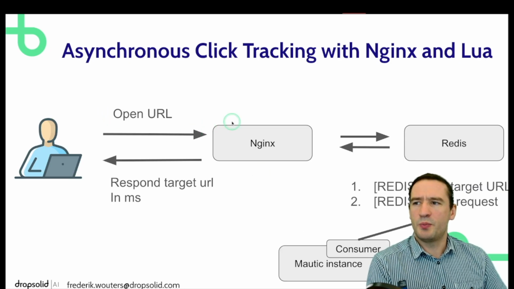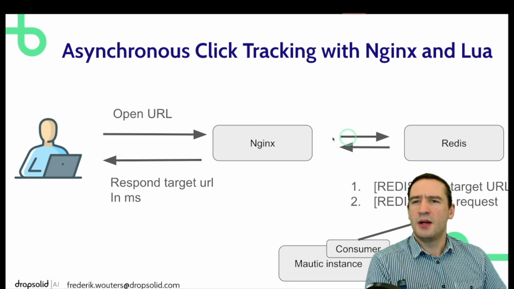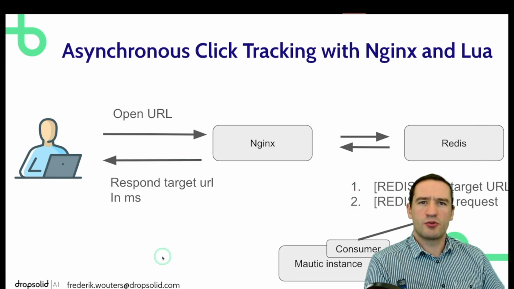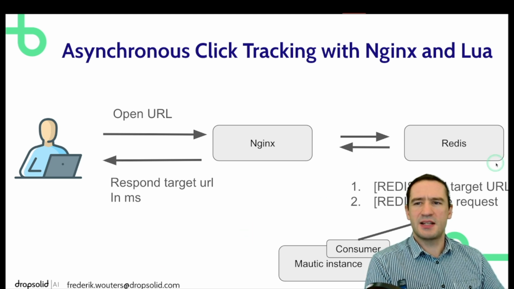The moment people open the URL or systems click on the URL, we hand this over to our Redis system. We find the target URL and immediately respond. So Mautic is not even triggered or called when people click on the link. Only afterwards, asynchronously, the consumer will process all of the traffic that came into the system and update reports and all the relevant information.